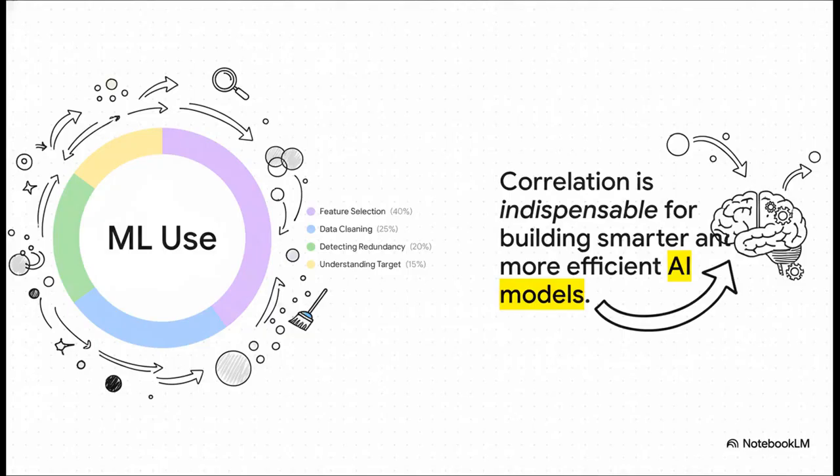And in today's world of machine learning and AI, it's completely indispensable. Data scientists rely on it to pick the most important features to build a model, to help clean up messy data, and to make sure they're not feeding redundant information into their algorithms. It really helps make our models smarter and a whole lot more efficient.